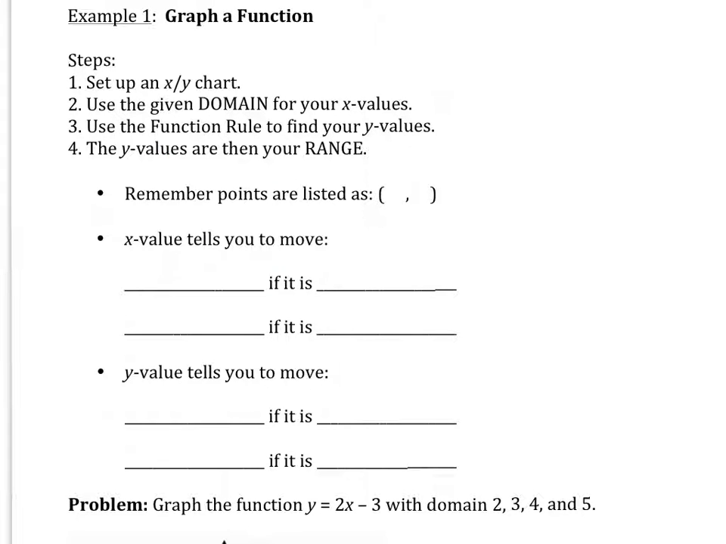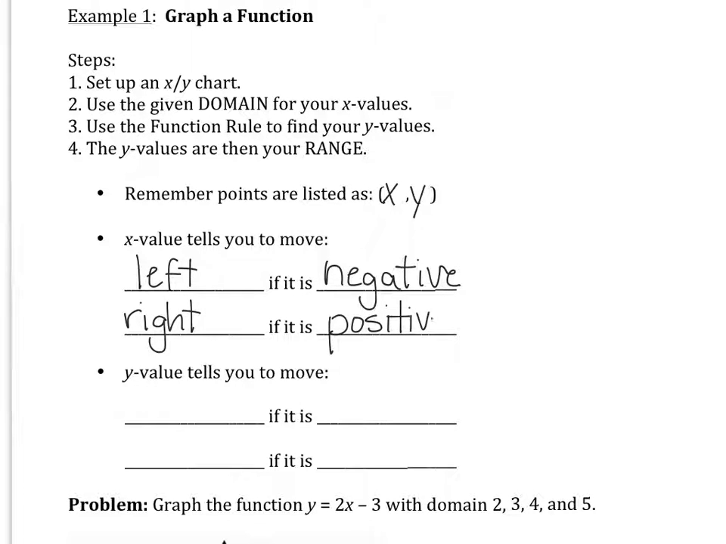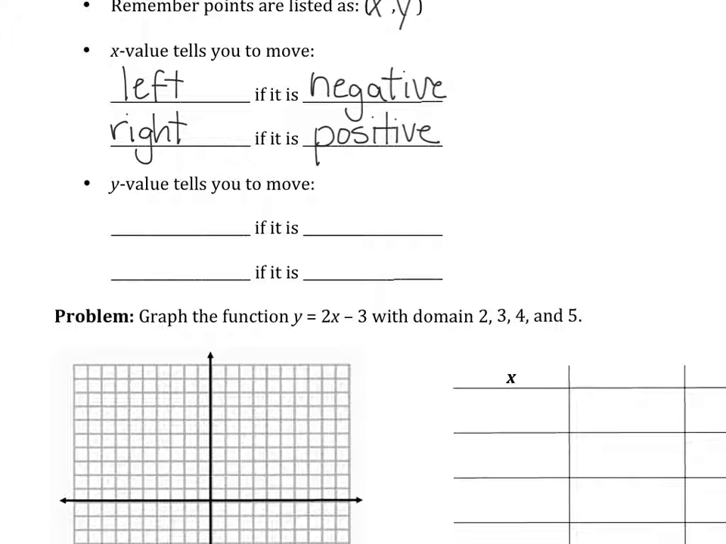And here's just a little reminder that all points are listed (x, y). So your input and then your output. X values tell you to move left if the number is negative. So again, this is just a review. And you would move right if your X value is positive. The Y value tells you to move down if the number is negative. And you would move up if the number is positive. And just a reminder, this is just a review.